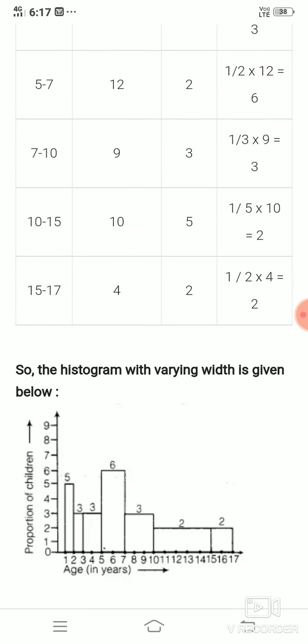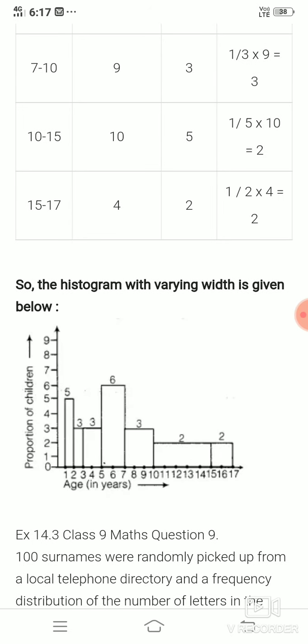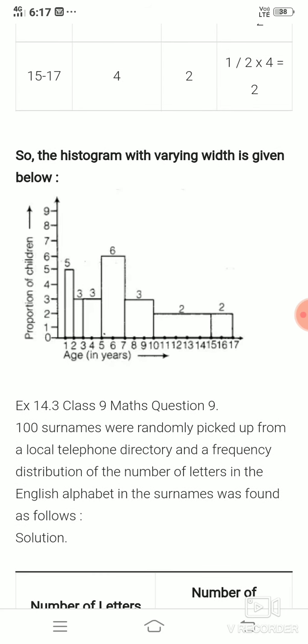Now for the frequency, 1 to 2, 2 to 3, 3 to 4, the graph is given. You can give the exact graph we have mentioned here: from 1 to 2 a rectangle, from 2 to 3 a rectangle, 3 to 5 a rectangle, 5 to 6 a rectangle. Similarly 15 to 17 a rectangle. So you need to use the last column, right?